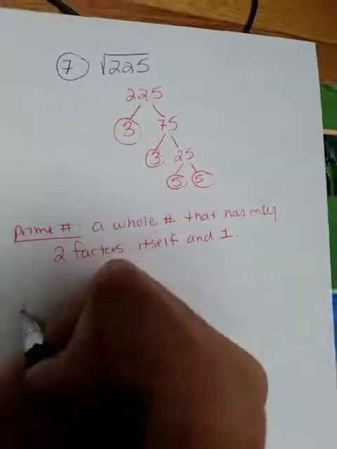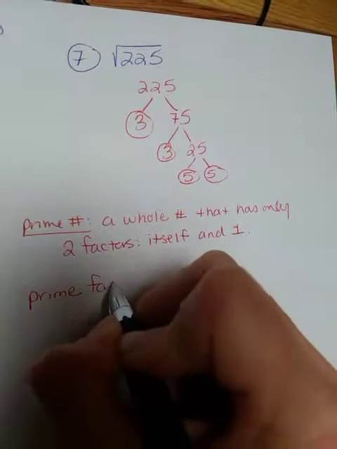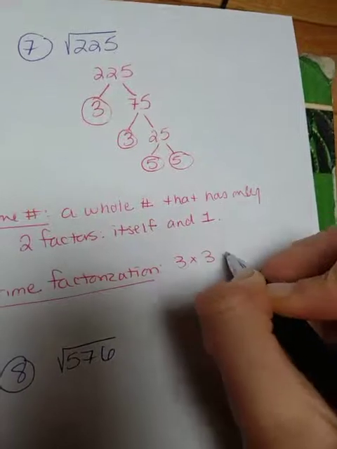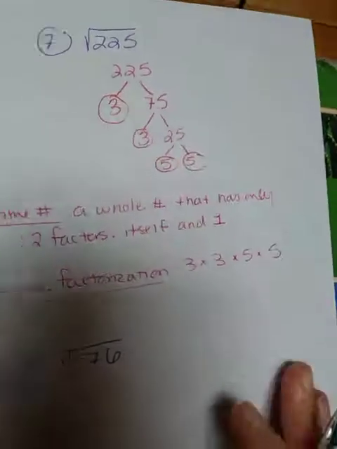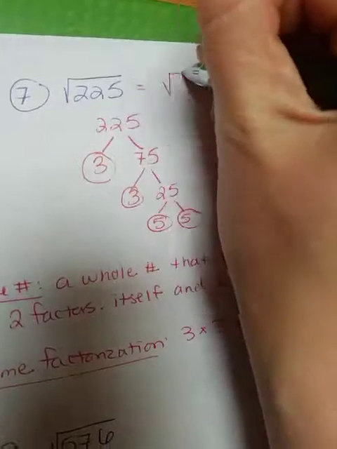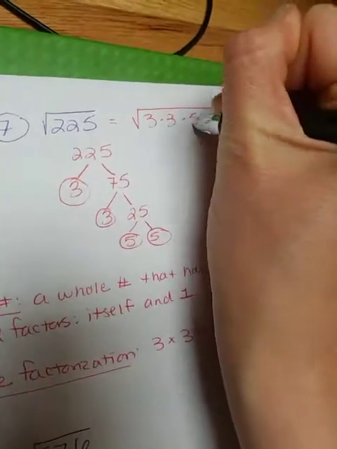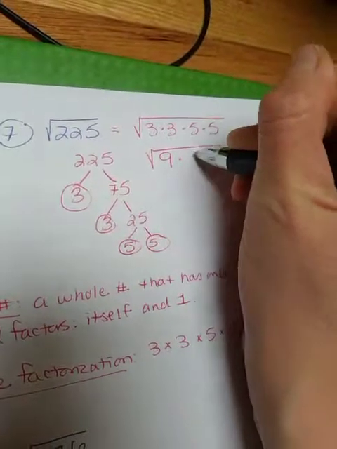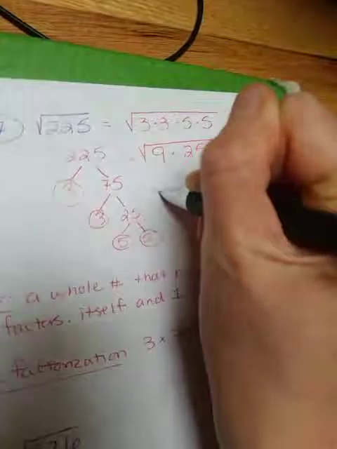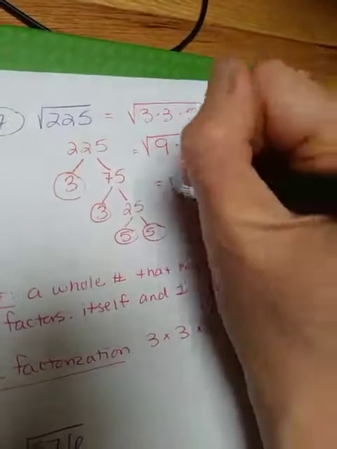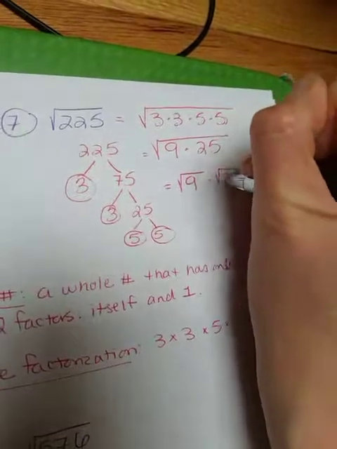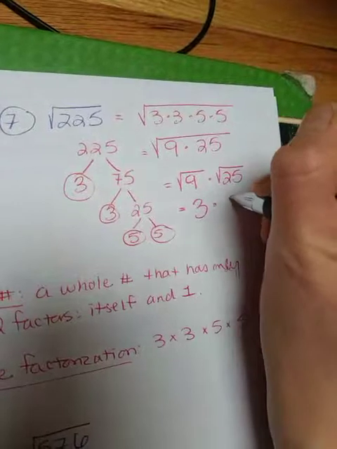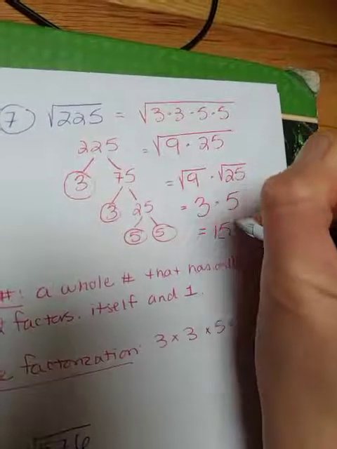So the prime factorization, for those of you who are wondering how this is helping me, for this number would be 3 times 3 times 5 times 5. And let me show you how that helps you. That means I can write 225 as 3 times 3 times 5 times 5. Well, what's 3 times 3? 9. What's 5 times 5? 25. And when I am multiplying 2 numbers under the square root, you can separate those and take the square root of each number. So what's the square root of 9? 3. What's the square root of 25? 5. 3 times 5 is 15.